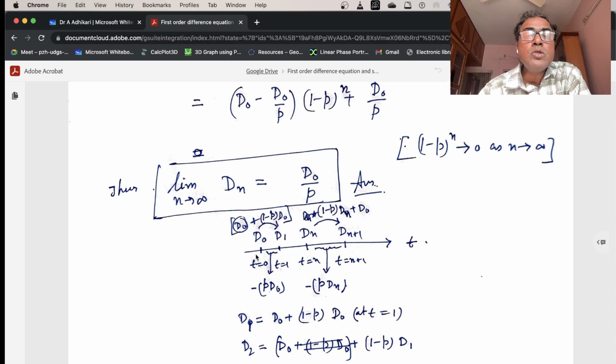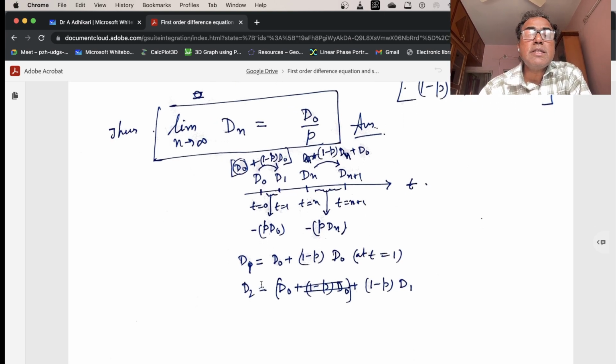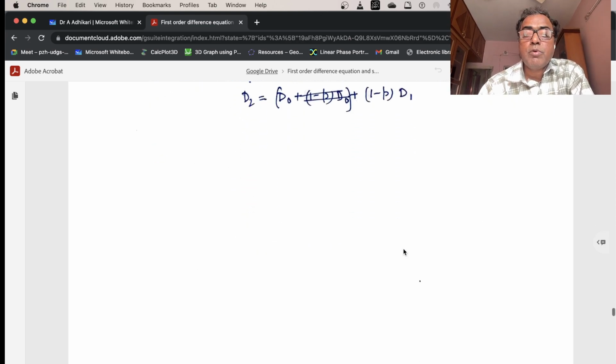Here, this d0 is the drug at the time t equal to 0, and d1 is the drug at the time t equal to t1. So d1 is equal to d0 plus (1 minus p) into d0. So at the time t equal to n, the drug is D_n. So at time n plus 1, the drug is (1 minus p) D_n plus d0. So d1 is this and d2 is this and so on is the problem.